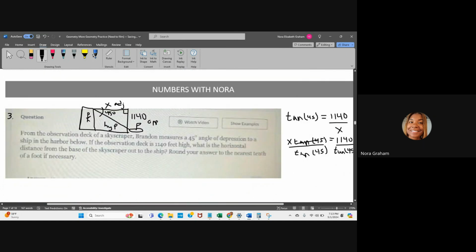So those cancel out. Then I get x equals, I'm just going to go ahead and do that in my calculator really quick. That's going to equal 1,140, which is the correct answer. And that's how you do angle of depression. It's kind of weird to draw out the angle of depression because you have to imagine somebody looking down, and you want to take this angle right here.